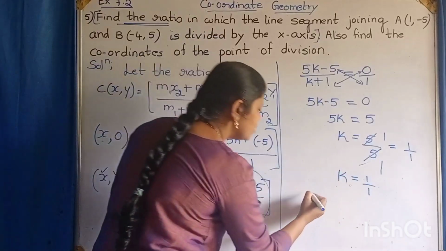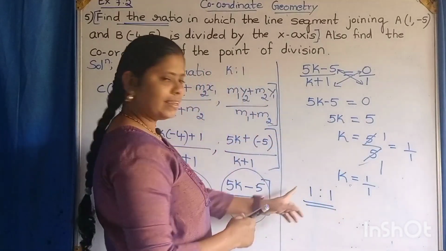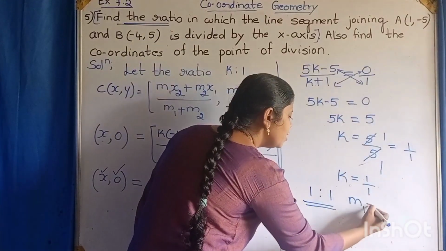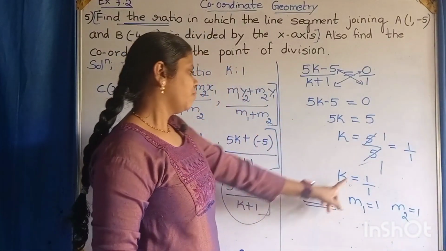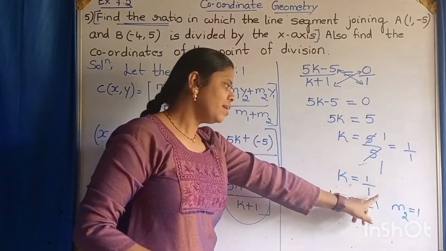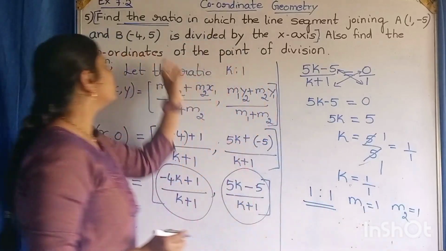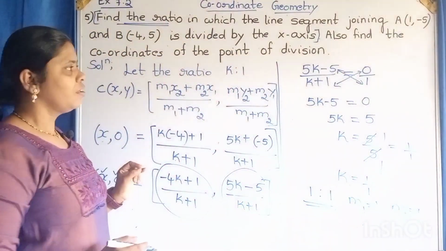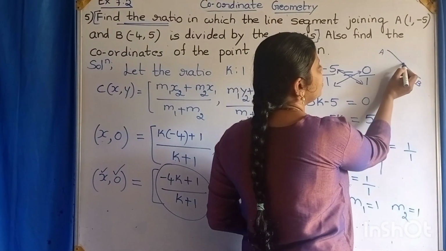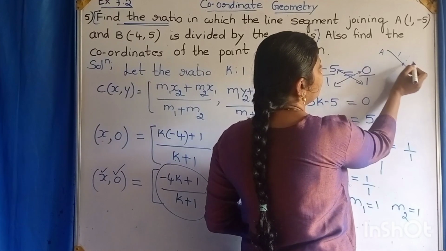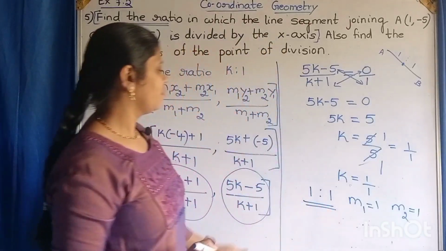Means the ratio is 1:1. That is our m1 is 1, m2 is 1. Okay, 1 by 1 is nothing but m1 by m2. That is the value of m1 is 1, m2 is 1. We have found the ratio. Okay, means the line AB is divided in 1:1, means 2 equal parts.